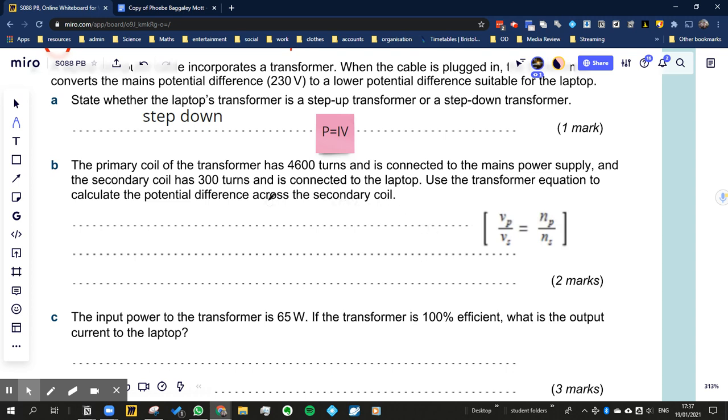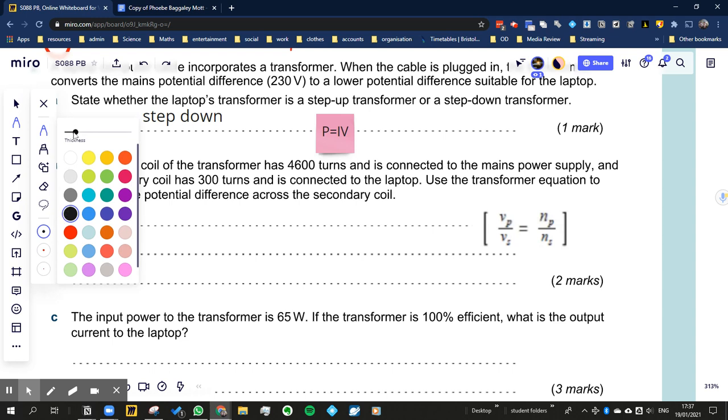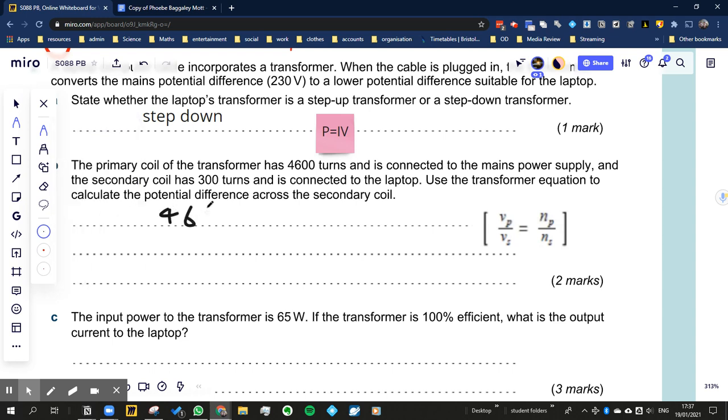So the primary coil is 4,600, divided by 300 for the secondary. NP/NS is equal to the primary voltage divided by the secondary voltage. Now, the primary voltage we've already got. It's 230, which is, as I said, the UK voltage.